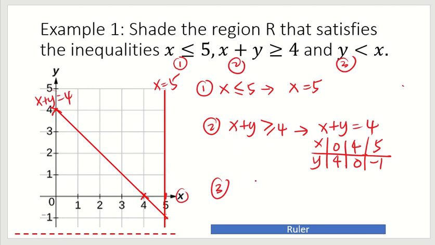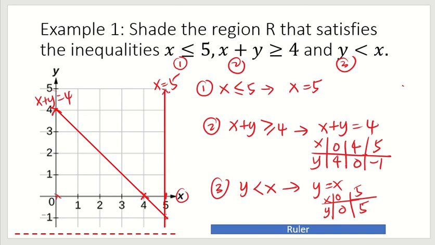Then another equation, y less than x. So y equal to x. What is the line for y equal to x? It's in the middle, right? If you're not sure, you can do it like this. x equal to 0, y equal to 0, then x equal to 5, y equal to 5 also.